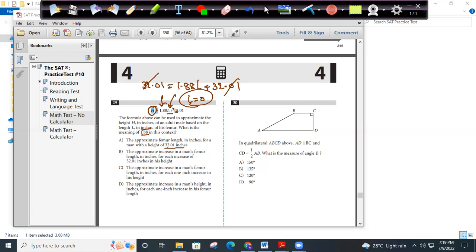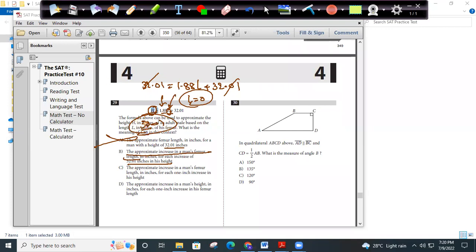So option A is meaningless because when h is equal to 32.01, it is nowhere related to 1.88, a completely meaningless option. If anyone is giving option A as the answer, either you are not reading the question, or you are not listening to me, or you are not clear with the concept, or you are not confident here. Option B: the approximate increase in a man's femur length in inches for each increase of 32.01 in his height. He's saying the reverse: the increase in L when h increases by 32.01. If anyone has answered B for Bangalore, you are just throwing a stone. You are not at all reading the question here.